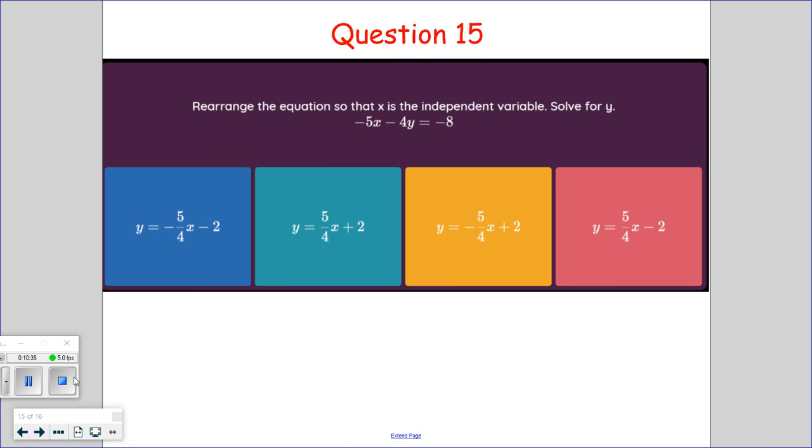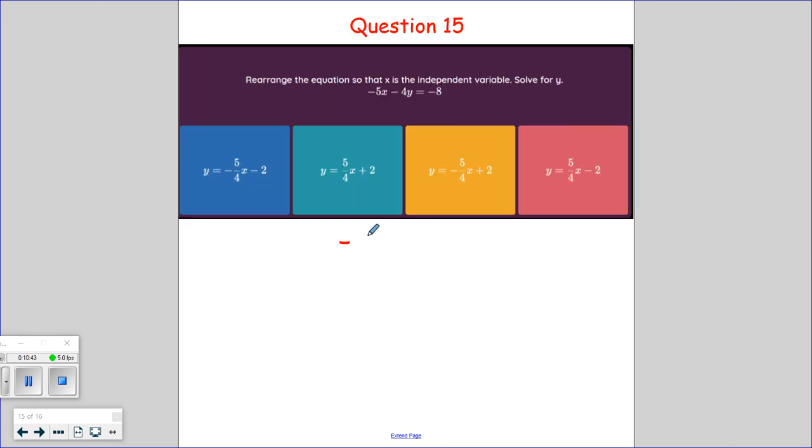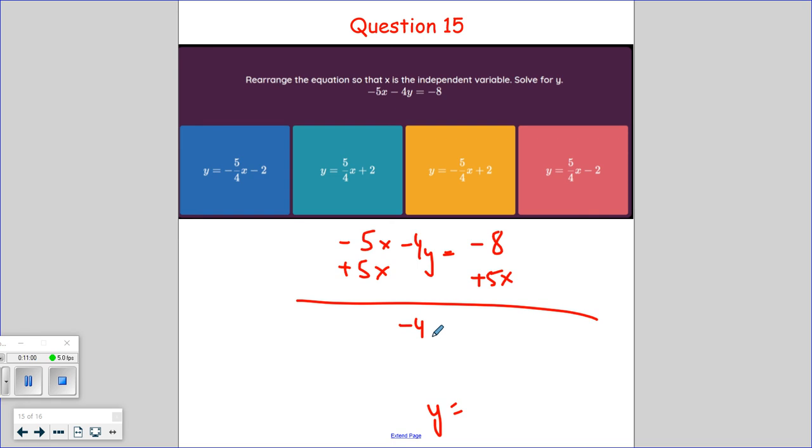Number 15. Rearrange the equation so that x is the independent variable, or solve for y. So I have negative 5x minus 4y equals negative 8, and I want to end up with just y equals at the end. So I can first add 5x to both sides. By doing that, I end up with negative 4y equals 5x minus 8. Now I want to go from negative 4y to just y, so I'm going to divide by negative 4. If I divide one side by negative 4, I have to divide the other side by negative 4.